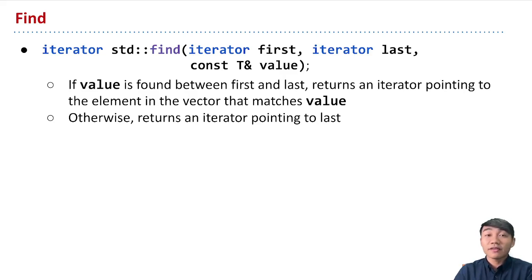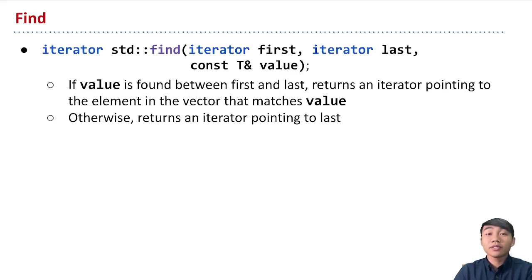So the std::find function allows us to find a value if it exists between first and last. So the two iterators that we're passing in as input, first and last, they effectively act as a range that we're searching within. So if we find the value within that range, then we'll return an iterator pointing to the element that matches value. And if we don't find that value, then the return value is an iterator pointing to wherever the given last iterator points to.